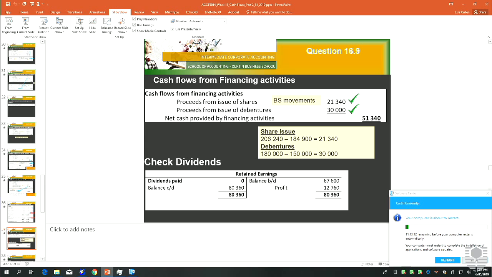We're going to do a double check on our dividends. Like I said before, we recreate our retained earnings, but we highlighted before that the movement was 12,760, so we can't have paid any dividends. But always do the check.